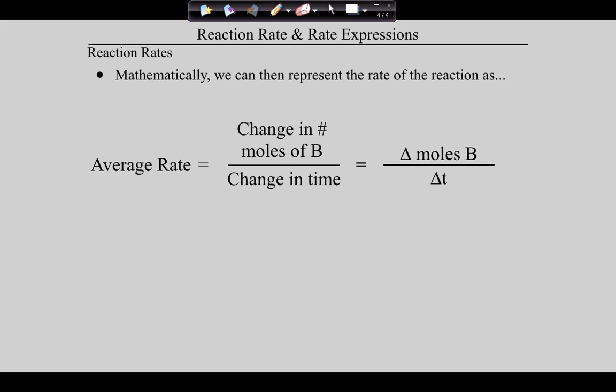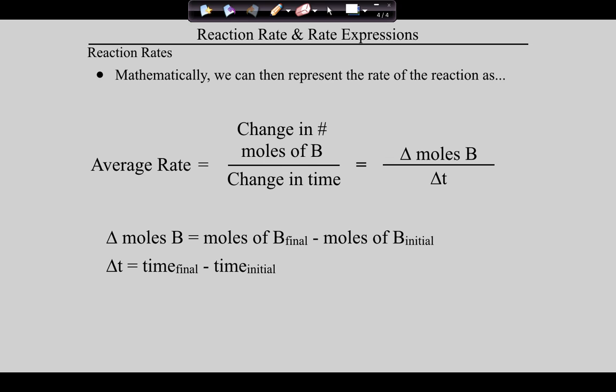Now guys, let's make sure you're clear on this. Whenever we measure change, is it final minus initial or initial minus final? Final minus initial. The change in moles of B is moles of B final minus initial, and the change in time is final minus initial.